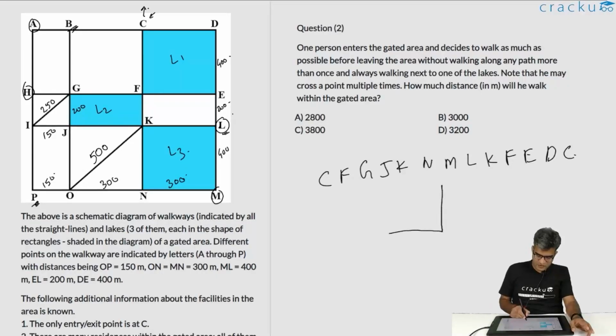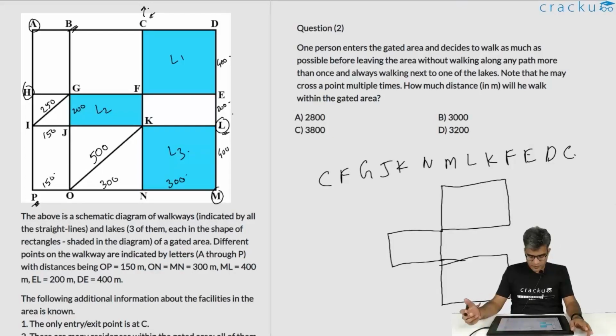F, then he will go to G, then come back to J, then come to K, go back to N, go to M, go to L. This is again coming back to K, then go to F, then E, D and C. He'll go through points K and F 2 times, but I think all the paths he will go only once. So this is the total distance that he'll have to walk.